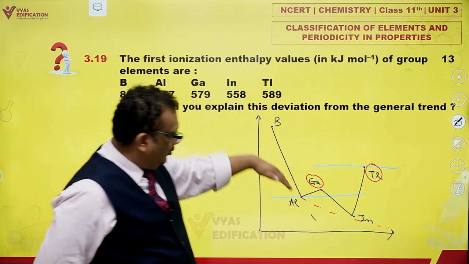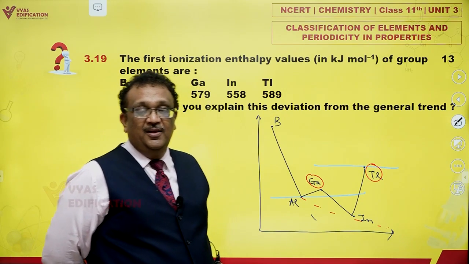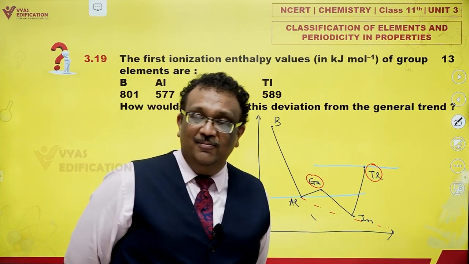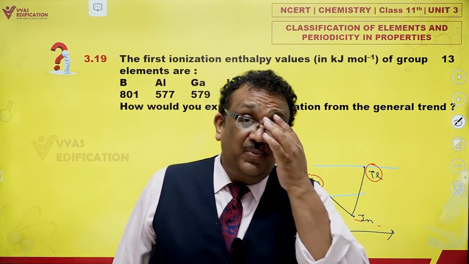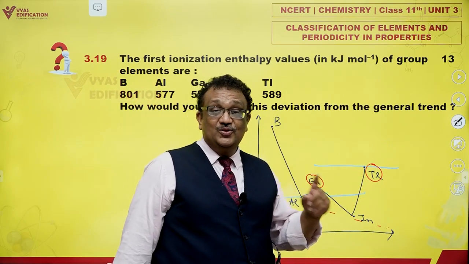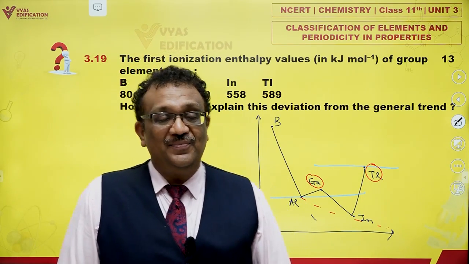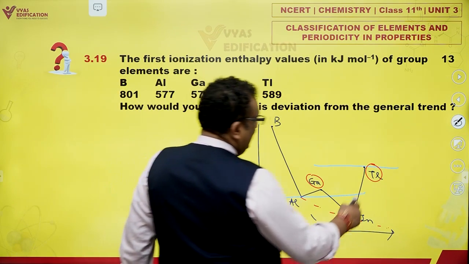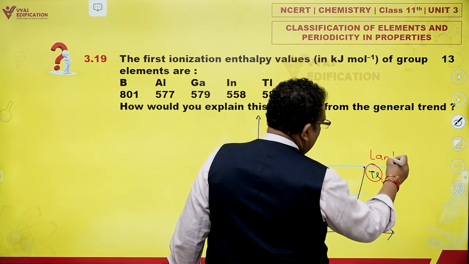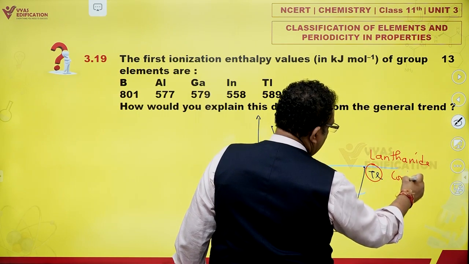General trend is that down the group it should decrease. It is decreasing for boron, aluminium and indium. Problem is with gallium and thallium. How do we explain this? The explanation lies in the appearance of the d block and f block for the first time. In case of thallium, it is what is called the lanthanoid contraction, like a lanthanide contraction.